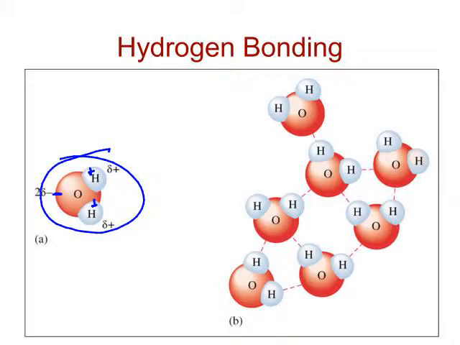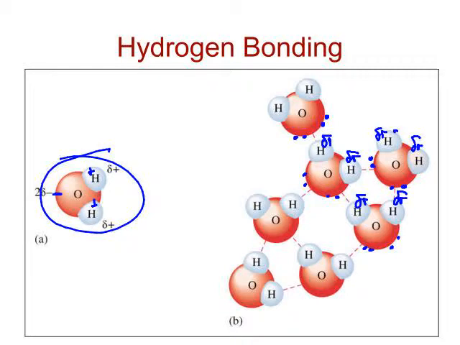Now, when a bunch of water molecules get near to each other, each of these water molecules has two lone pairs of electrons distributed somewhere about the oxygen atom. And the hydrogens here all have that partial positive charge. Partial positive, partial positive, and so on. You get the idea. So these are all positively charged.